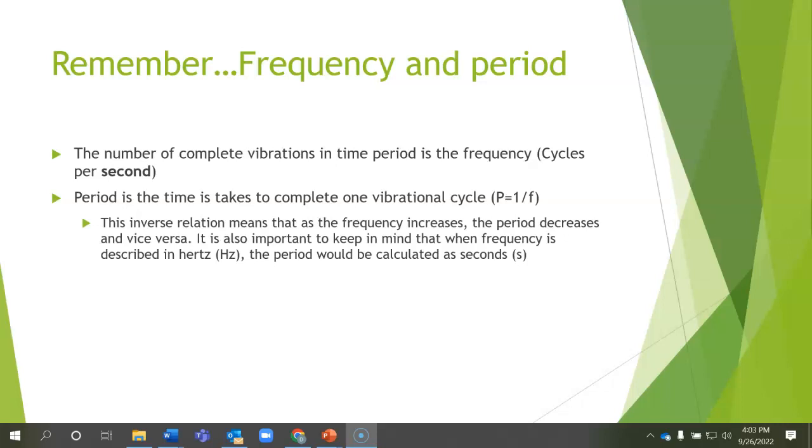Period is the time that it takes to complete one vibrational cycle. So the period is always 1 over the frequency. Period and frequency share an inverse relationship, which means that as the frequency increases, the period decreases, and as the frequency decreases, the period increases. It's important to keep in mind that when frequency is described in hertz, the period is always calculated as seconds.